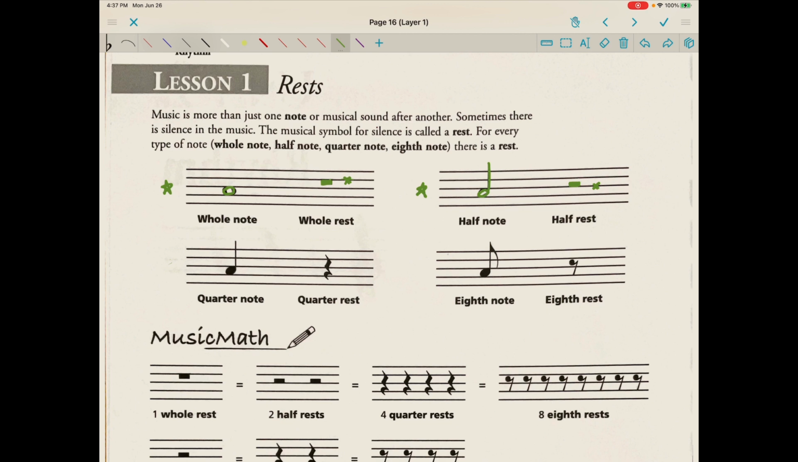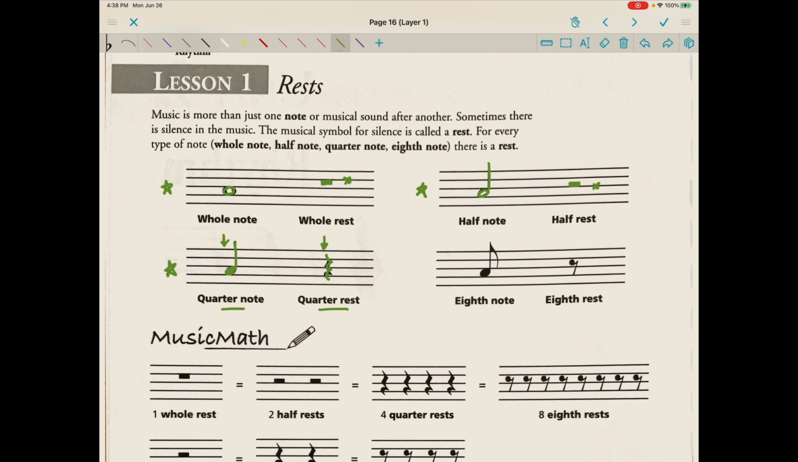This is a quarter note here, and that would be a played sound or pitch, right? And this is going to be a quarter rest, so a silence. This is a pitch or note or sound.